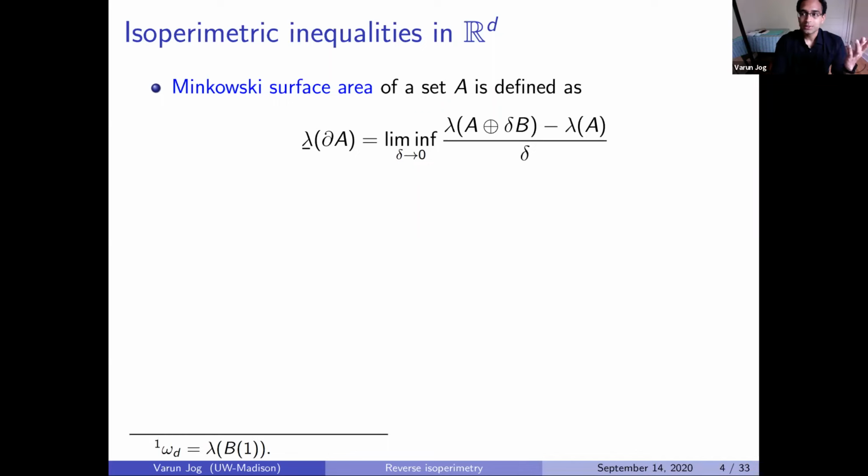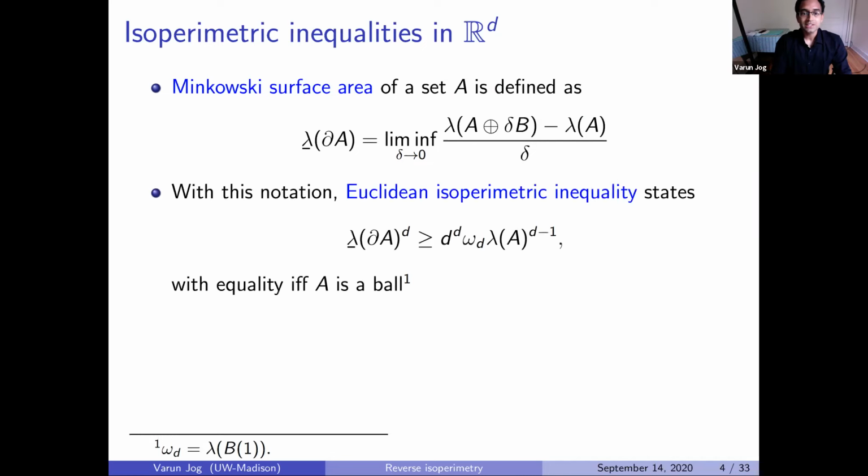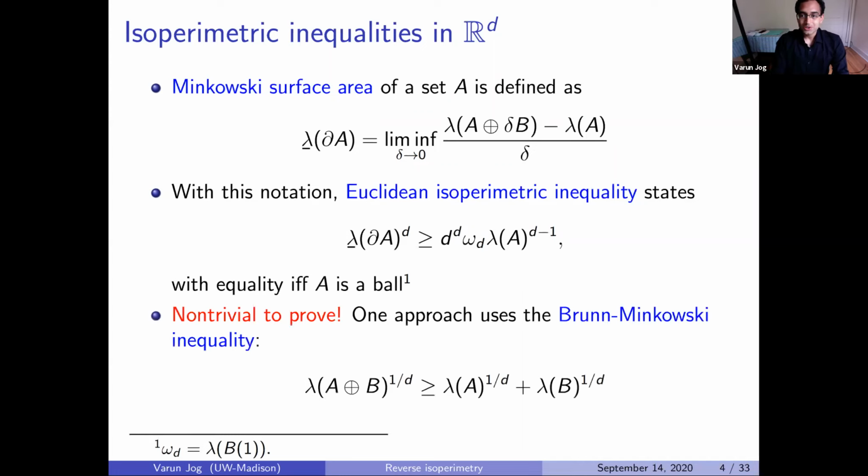If you use this definition of surface area, then you can write the Euclidean isoperimetric inequality. It says that the surface area of a measurable set to the power d is greater than or equal to something involving lambda of A, which is the volume, the Lebesgue measure of the set. I forgot to mention, lambda is the Lebesgue measure. You get the same result: equality if and only if the set is a ball. And it is non-trivial to prove.